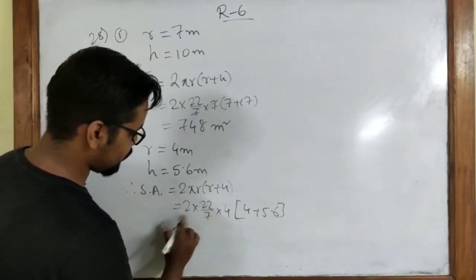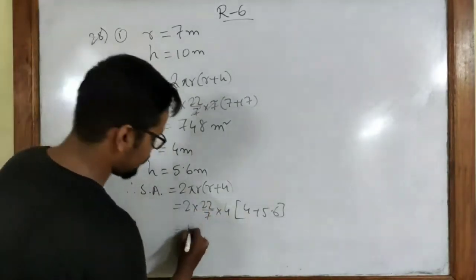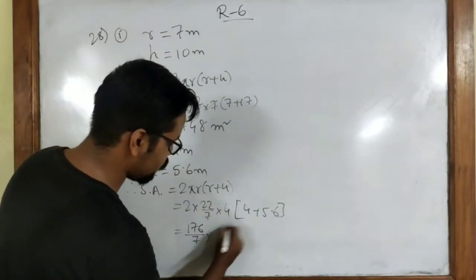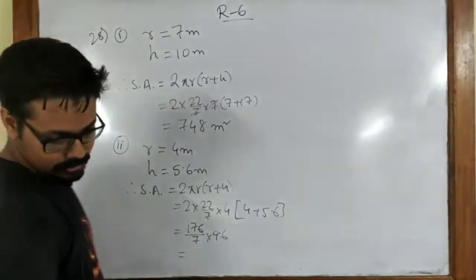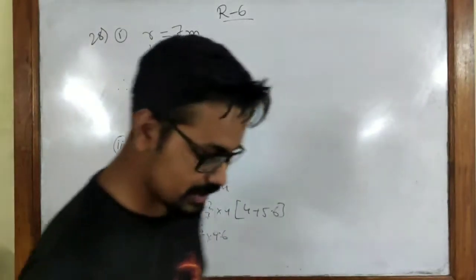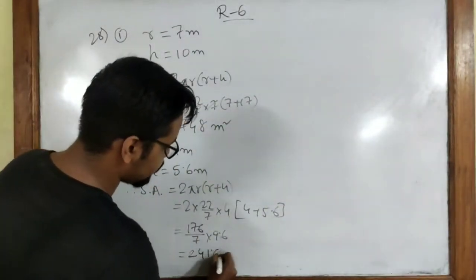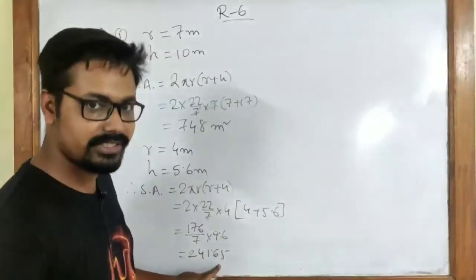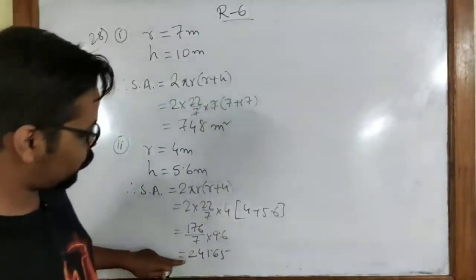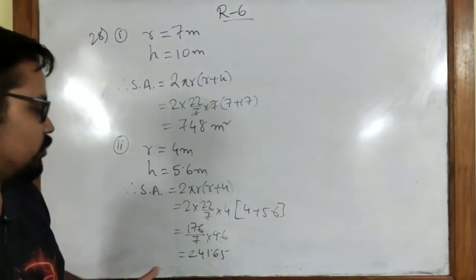44 into 4 is 176. We have 176/7 into 9.6. So this one comes out to be, the answer is 241.65. I think in the book it is given 241 point something else, not 65. It is close to that, but 241 is correct. But 0.65, this place is given something else, so that does not match.